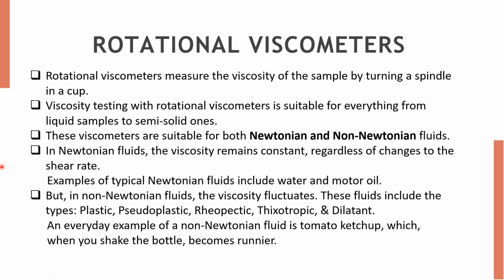So, for Newtonian fluids, the viscosity remains constant regardless of change to the shear rate. Examples of typical Newtonian fluids include water and motor oil. But in non-Newtonian fluids, the viscosity fluctuates. These fluids include types like plastic, pseudoplastic, rheopectic, thixotropic, and dilatant. An everyday example of a non-Newtonian fluid is tomato ketchup, which, when you shake the bottle, becomes runny. Generally, most viscometers only measure fluids which are Newtonian, but rotational viscometers can measure both Newtonian and non-Newtonian fluids.